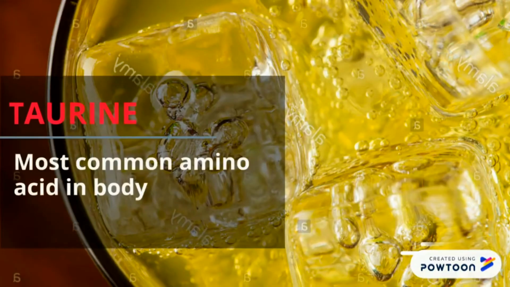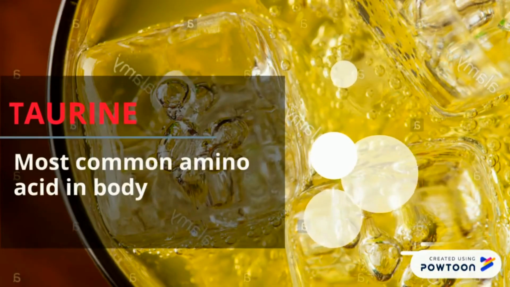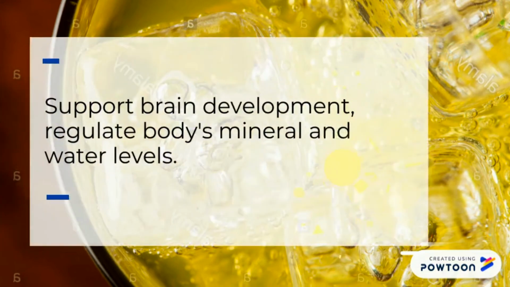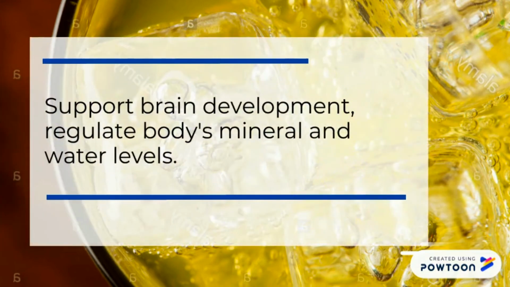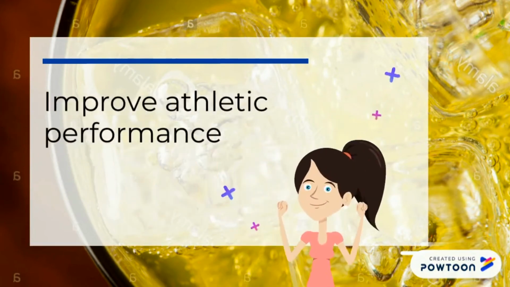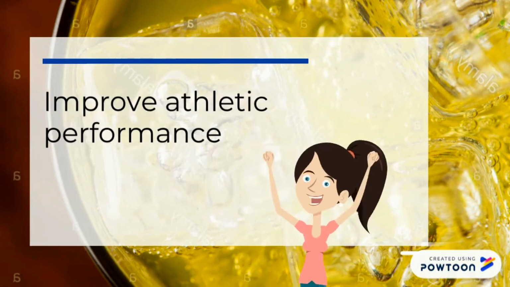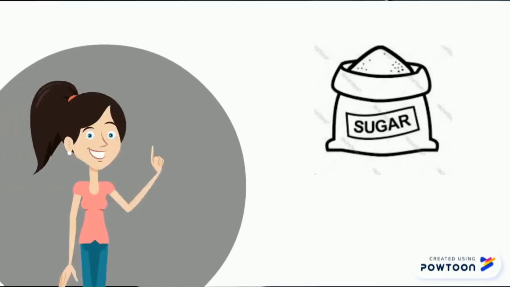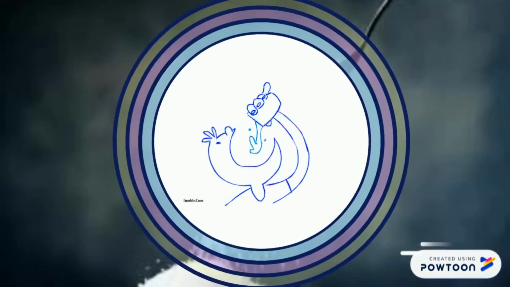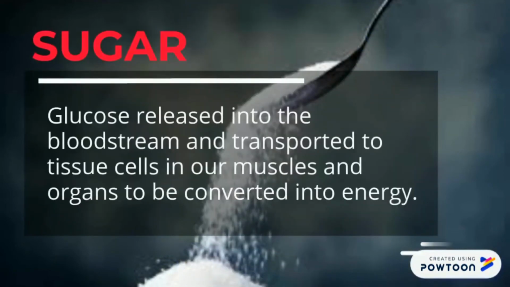Taurine is also found in energy drinks, and it is the most common amino acid found in our body. It supports brain development, regulates the body's mineral and water levels. It also improves our athletic performance. Energy drinks have high sugar content, so when an energy drink is consumed, glucose is released into the bloodstream and transported to tissue cells in our muscles and organs to be converted into energy.